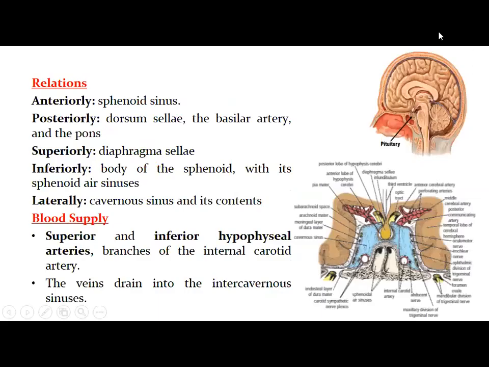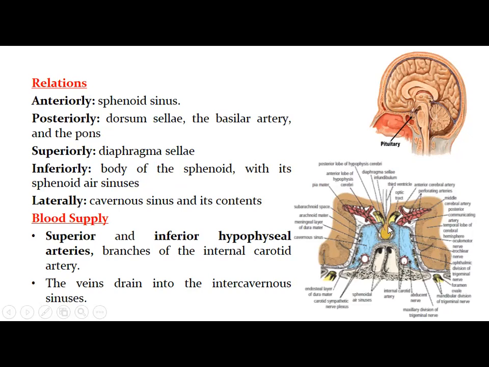Now coming to some of the important relations of this pituitary gland. If a carcinoma or tumor develops from the pituitary and you want to operate, how exactly will you operate? Where exactly is the pituitary? It is deep inside, and we have to know some of the important relations, because if it is malignant it can start compressing other structures, or the adjacent structures can compress on it.